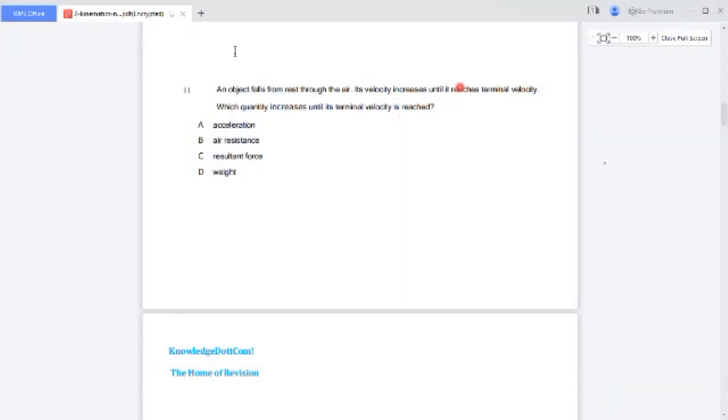Then terminal velocity is achieved. Which quantity increases until its terminal velocity is reached? So we have that acceleration actually decreases, resultant force becomes zero, weight remains unchanged, so actually air resistance increases. So the correct option is this one, and the rest of the options are incorrect.